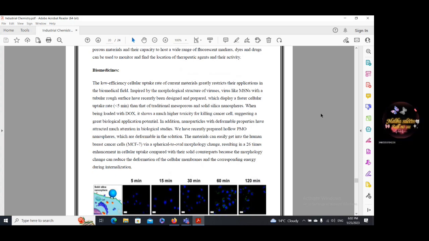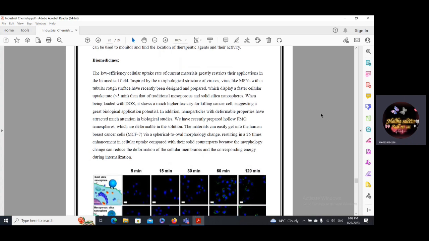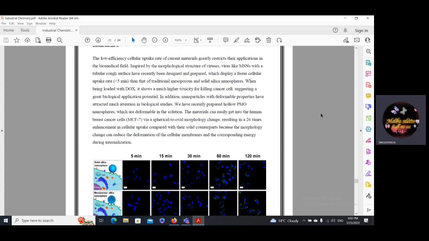Then biomedicines. The low efficiency cellular uptake rate of current materials greatly restricts their application in the biomedical field. Inspired by the morphological structures of viruses, virus-like MSNs with a tubular rough surface have recently been designed and prepared.